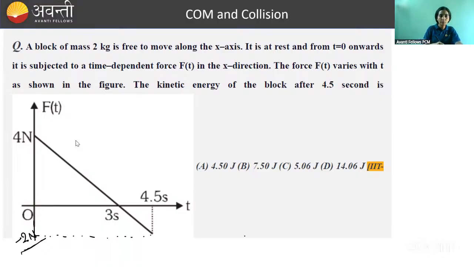ध्यान से देखो, क्वेश्चन में कुछ नहीं करना तुम्हें। यहाँ पे देयर इज ए 2 kg ब्लॉक दैट इज फ्री टू मूव अलोंग द एक्स एक्सिस, इट इज एट रेस्ट फ्रॉम t इक्वल टू 0, ठीक है। सो इनिशियली, its initial momentum, if you write, that is 0. From t equal to 0 onwards, it is subjected to a time dependent force, which diagram is given over here, ठीक है। The force varies with time, like this. The kinetic energy of block after 4.5 seconds is what?